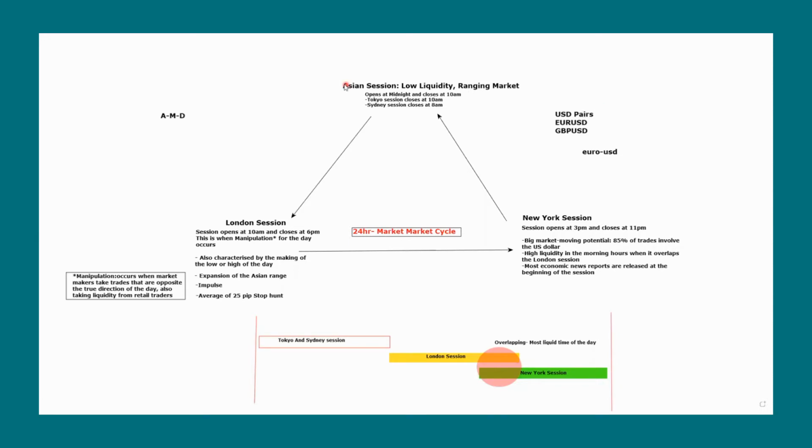explaining what happens during the Asian session. So the times that I've listed here are according to South African time. So if you're from outside South Africa, do make the adjustment according to your time zone. So during the Asian session, especially if you're trading these pairs, you'll find that there's low liquidity, right? Oftentimes the market will be ranging. The market will be ranging and trapped between a high and a low.